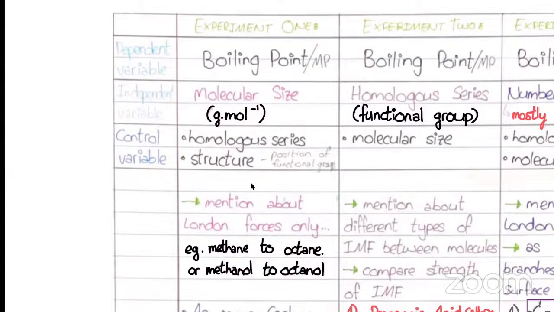So in this case, we're only changing molecular size, because if we change molecular size, homologous series, and structure, we're not going to be able to identify a relationship here. So the control variable here is the homologous series. You are keeping the same homologous series and the same functional group basically, and structure, including the position of the functional group. You are keeping the position of the functional group the same and the structure the same. So in this case, they say mention London forces only.